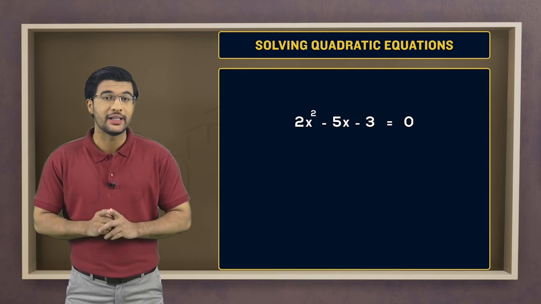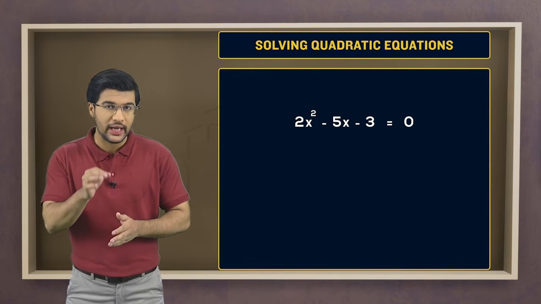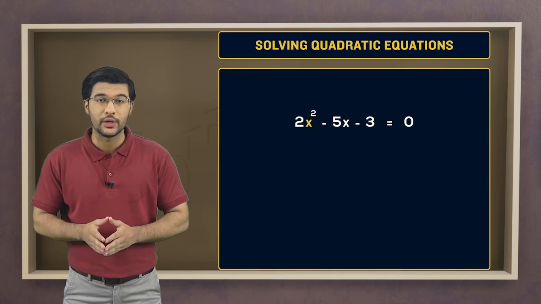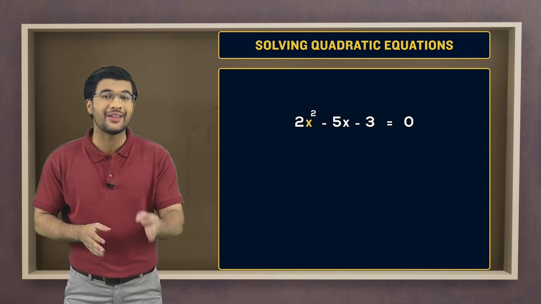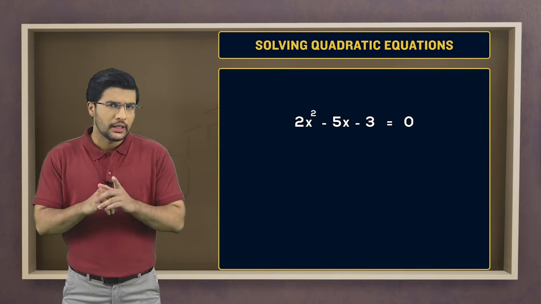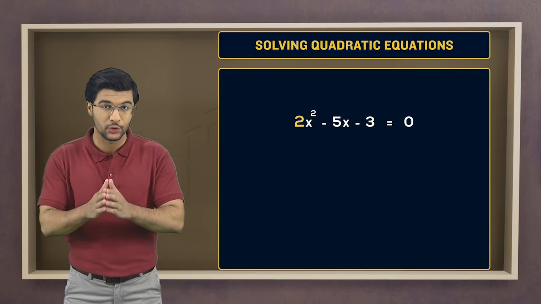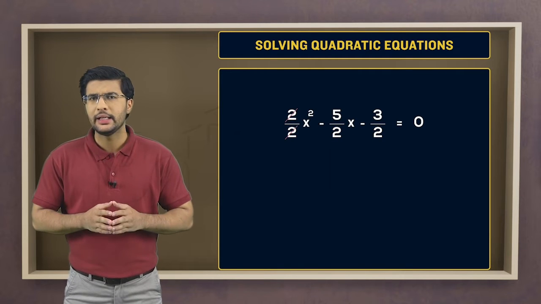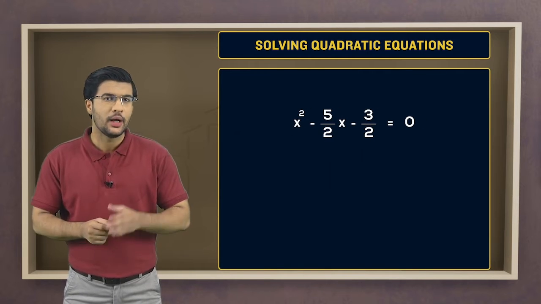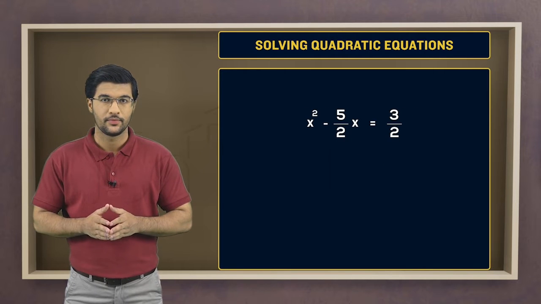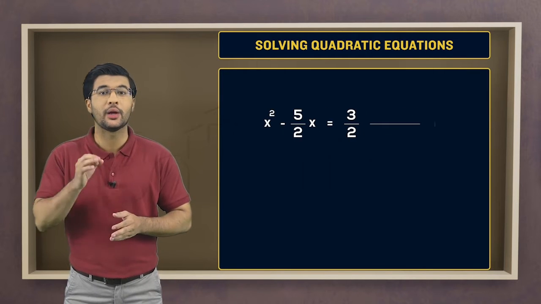Yes, firstly, we make the coefficient of x squared equal to 1. For that, we divide the equation with the coefficient of the given x squared. Here, that is 2. Divide the equation by 2. Secondly, shift the constant term minus 3 upon 2 to the right side. The new equation is named equation number 1.